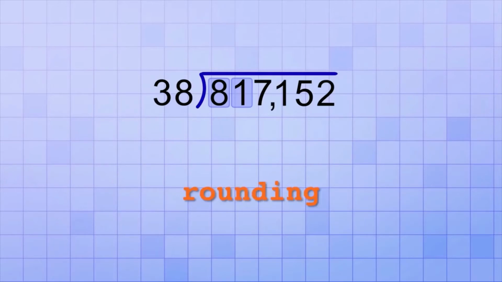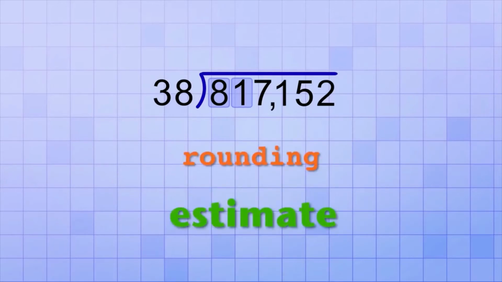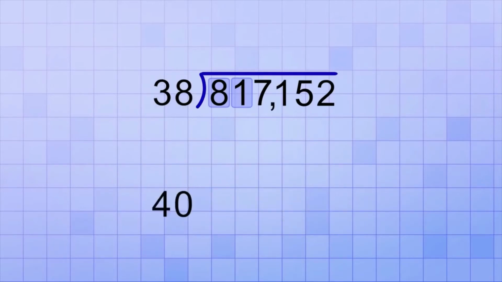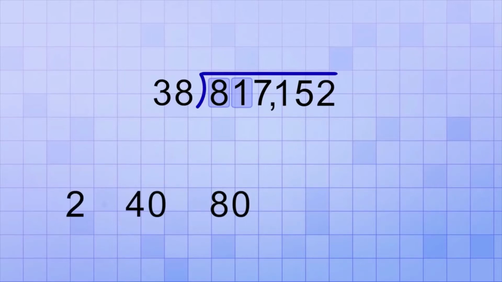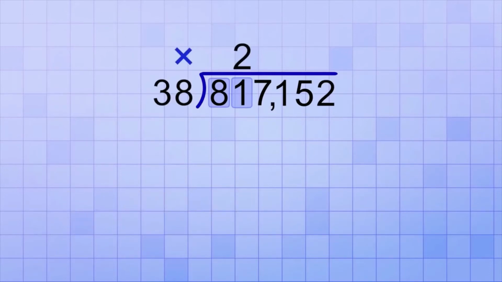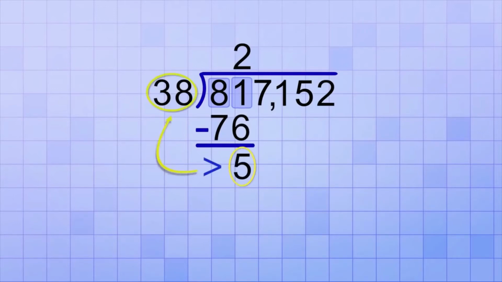Again, we're going to use rounding to help us estimate the answer. 38 is close to 40, and 81 is really close to 80. And since 80 is 2 times 40, my estimate for the first answer digit will be 2. 2 times 38 equals 76, and 81 minus 76 leaves a remainder of 5. We know our estimate was just right because 5 is less than our divisor of 38.